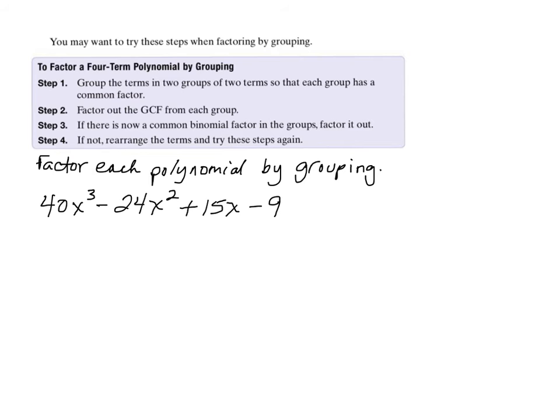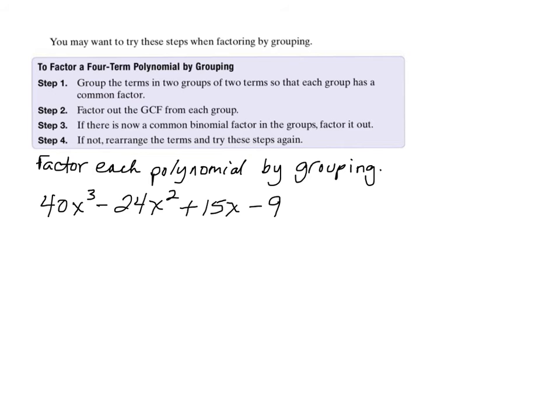The steps are there. You can group the terms into two groups of 2 terms so that each group has a common factor. Factor out the GCF from each group. If there is now a common binomial factor in the groups, factor it out. If there is not one, then you have to rearrange the terms and try again. Okay, so let's see what happens with this one.